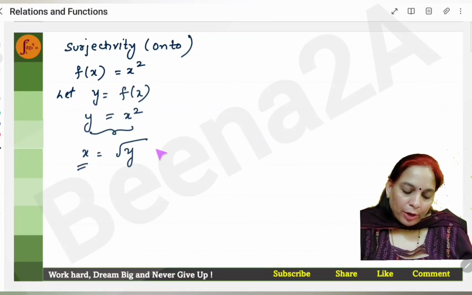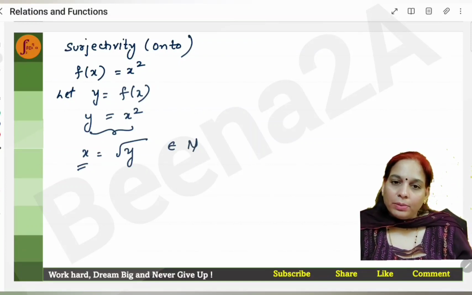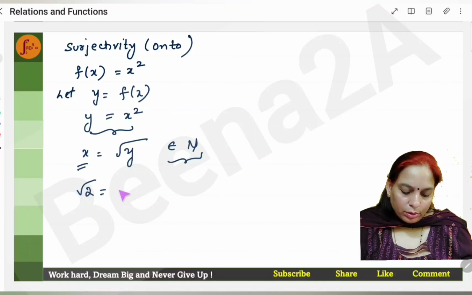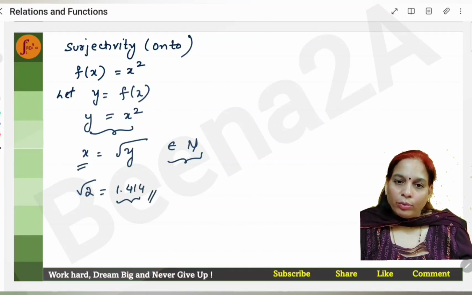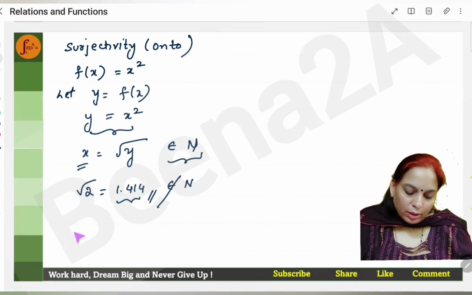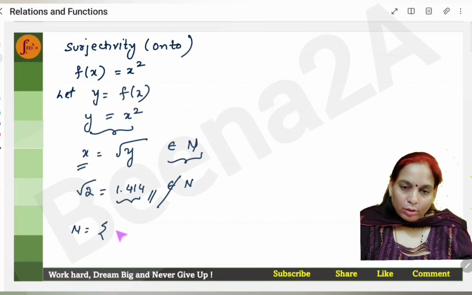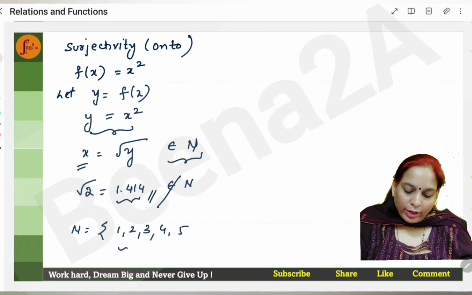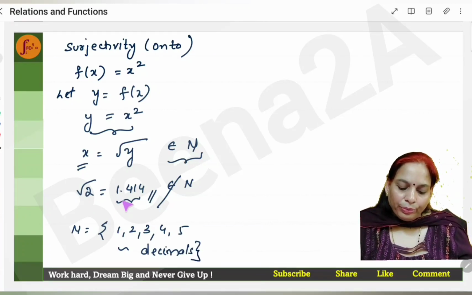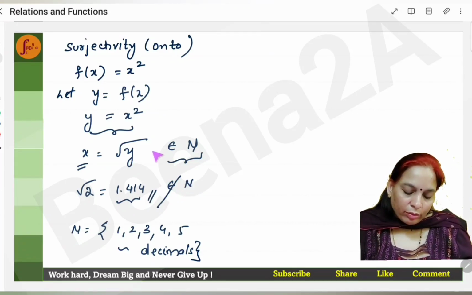Now square root of y, does this belong to natural numbers? What is square root of 2? It's 1.414, right? Does 1.414 belong to natural numbers? No. Why? Natural numbers will only have whole numbers, like integers, basically 1, 2, 3, 4, 5. It will not have decimals. So this number does not belong to natural numbers.